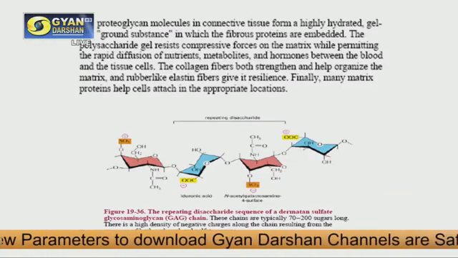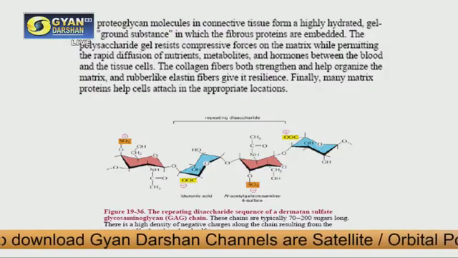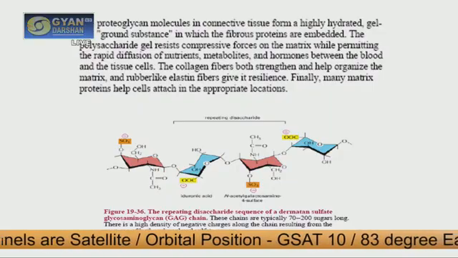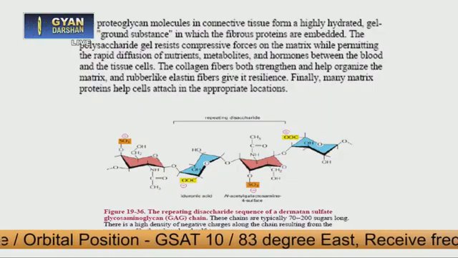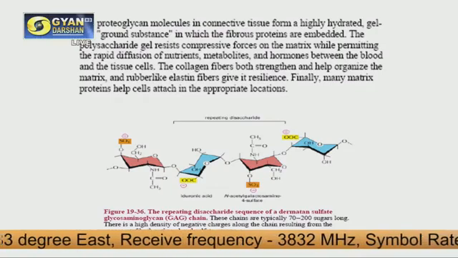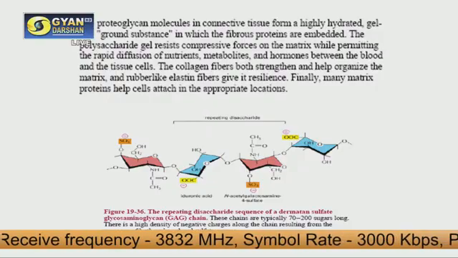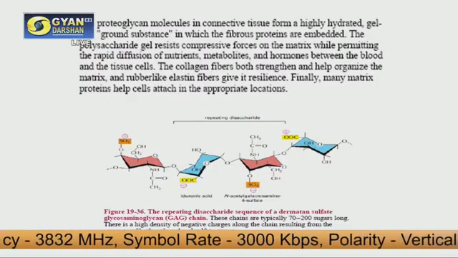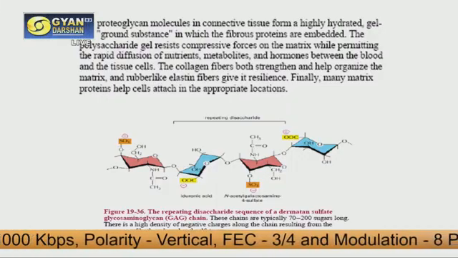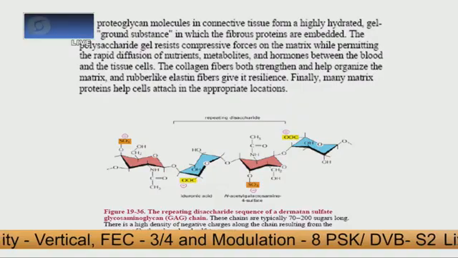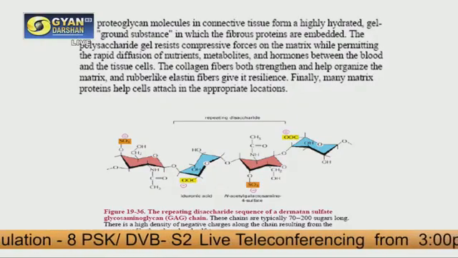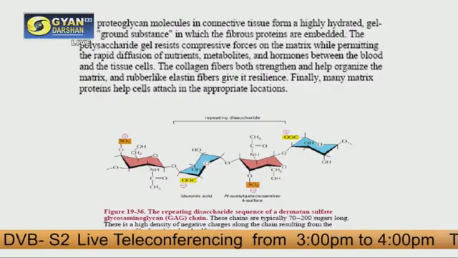Now we take up the first component, that is the glycosaminoglycans or the proteoglycans. If you see the diagram, you can see that the GAGs basically have some repeating disaccharide sequence. Here they have taken the example of dermatan sulfate, and you can see that they have a repeating disaccharide unit, which in this case is iduronic acid and N-acetyl galactosamine 4 sulfate.